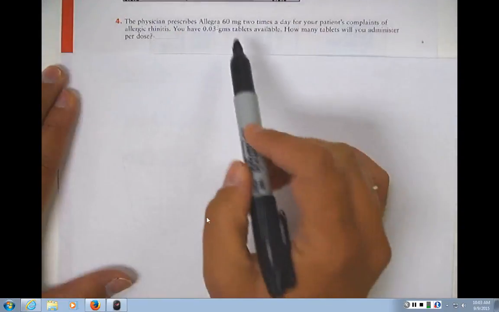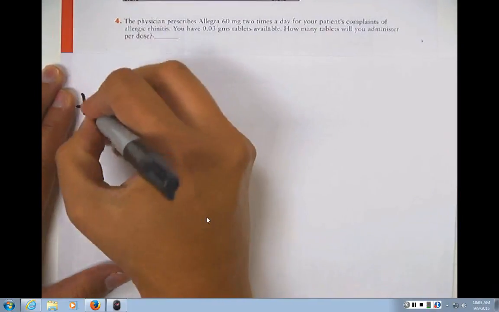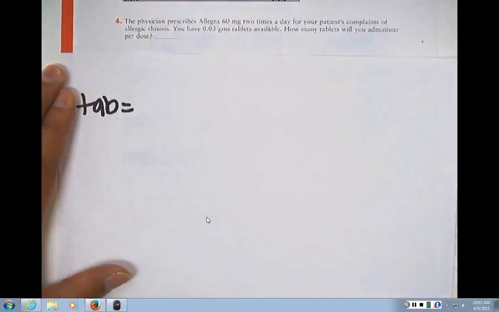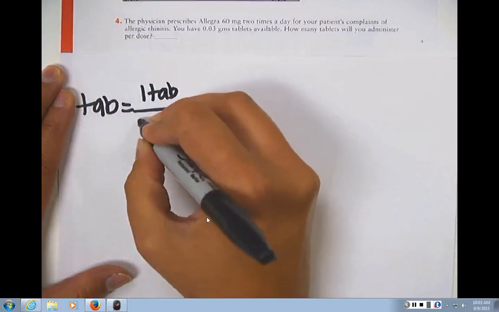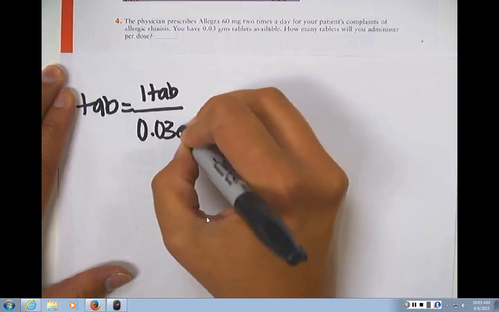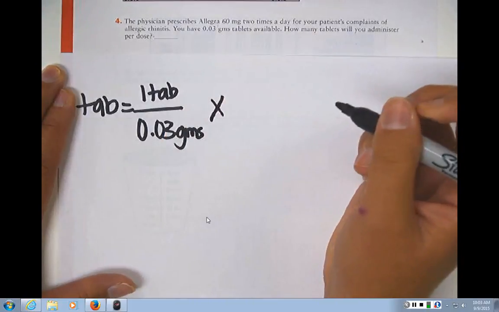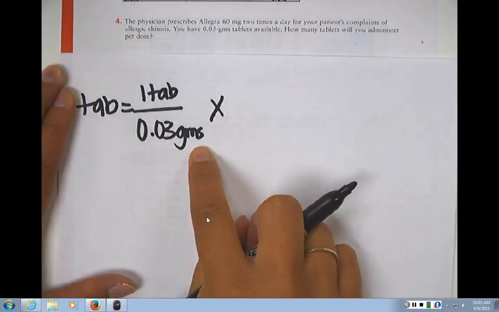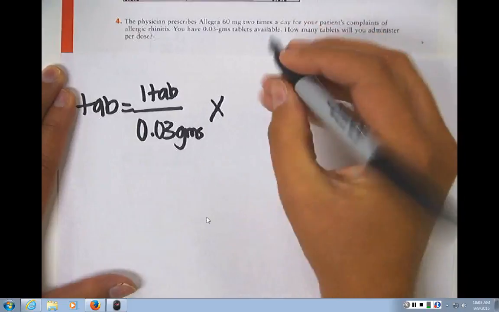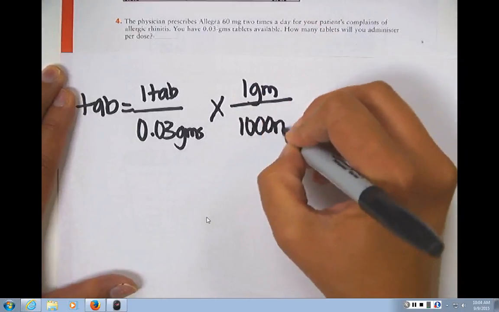So the doctor ordered it in milligrams, and this time our dose on hand is in grams, so we're just switching a little bit. But I'm solving for tablets. My dose on hand is 1 tablet equals 0.03 grams. So I know that there is 1 gram in 1,000 milligrams. So since I have grams down here, I have to put grams up here. So 1 gram has 1,000 milligrams.